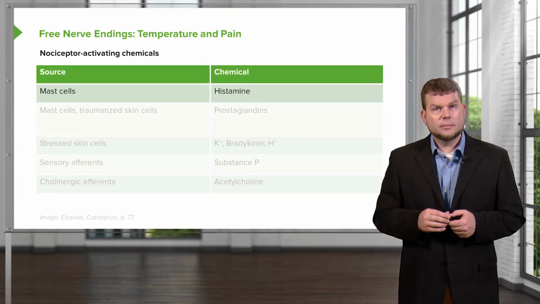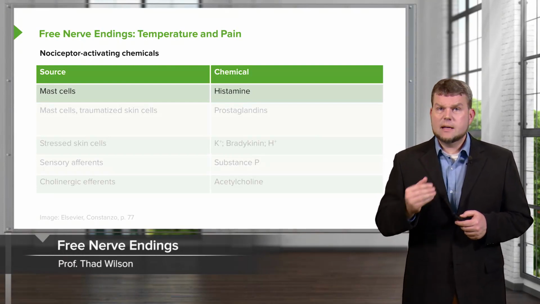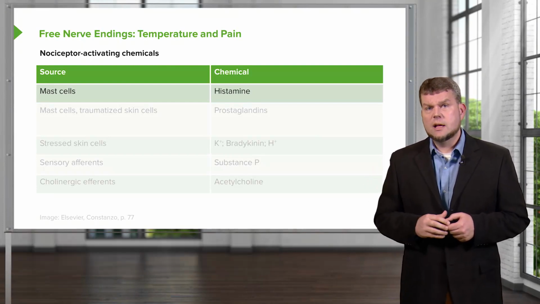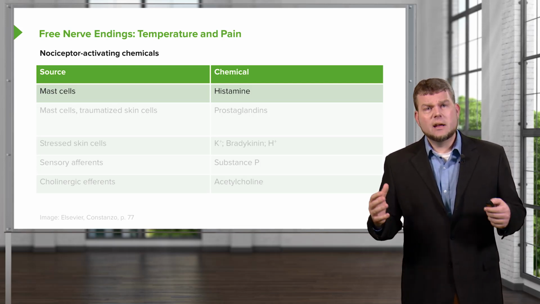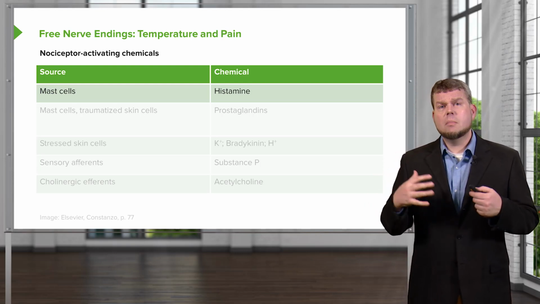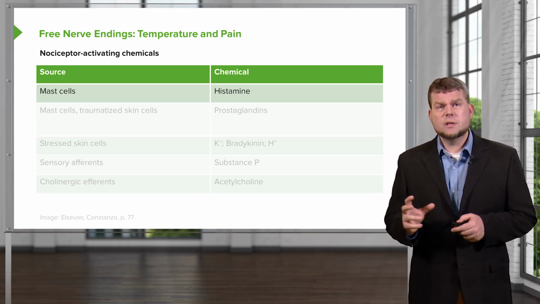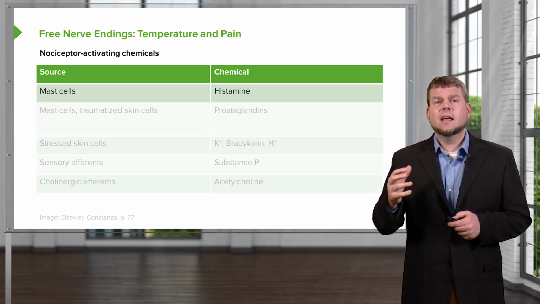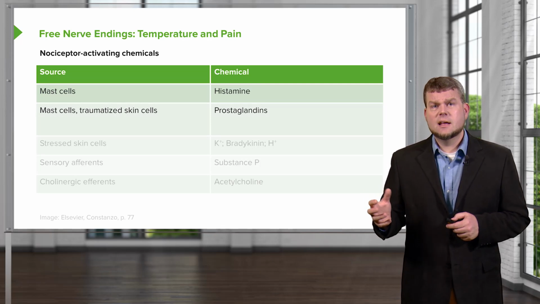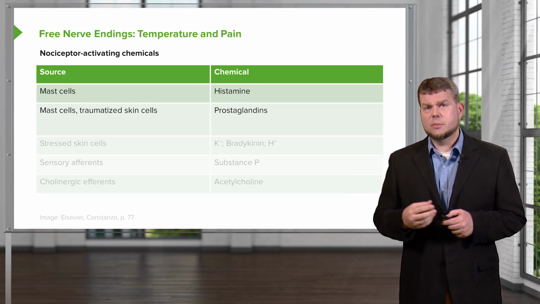Free nerve endings are important especially for temperature and pain modulation. Let's start off with pain. Pain can be enacted by a number of substances and molecules released in the skin. Mast cells are one of our most important, and mast cells release histamine and prostaglandins. These two things will cause a pain response.